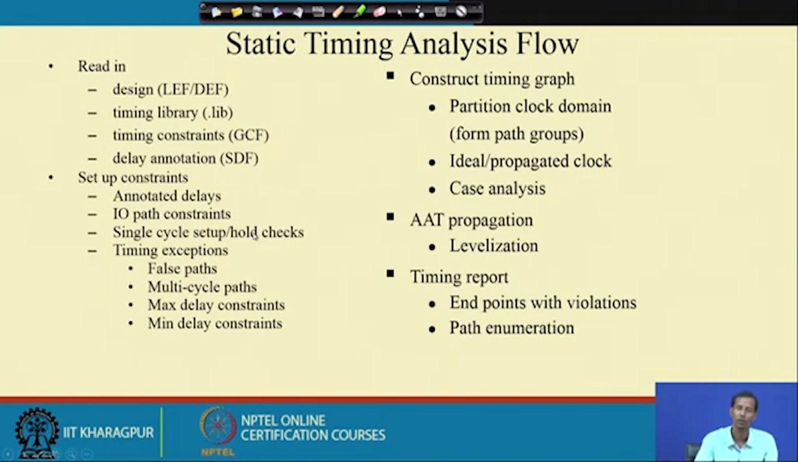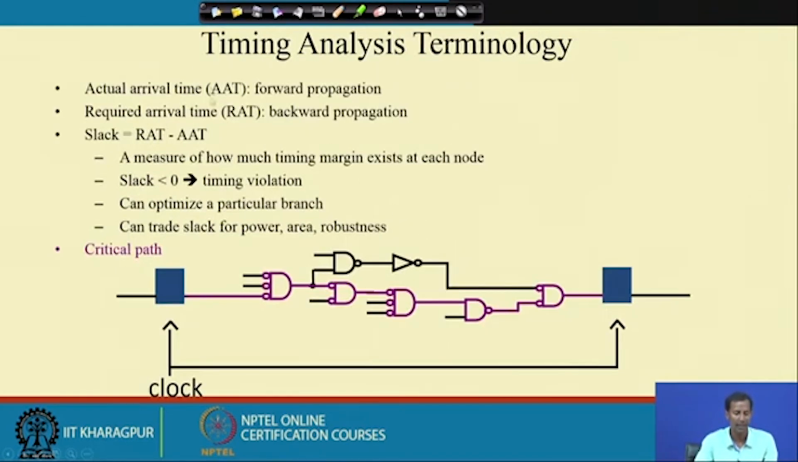Setup time and hold time violations can happen because of this skew or because of this jitter. Then construct the timing graph based on the partitioned clock domain, ideal or propagated clock, or case analysis. And then for this slack calculation, you have to calculate the actual arrival time as well as the required arrival time.